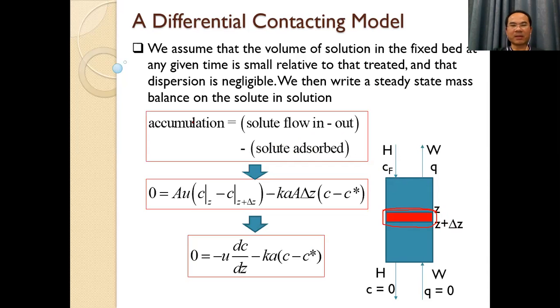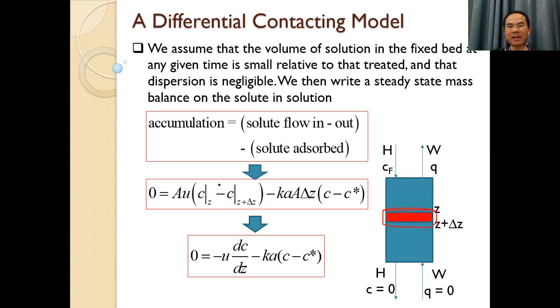Okay. Talk about the accumulation. For this case, we have no accumulation in the small volume cell. Flow in, C at z, minus C at z plus delta z. The input is the output. And also, this is concentration. Concentration is the mass or mole per volume.